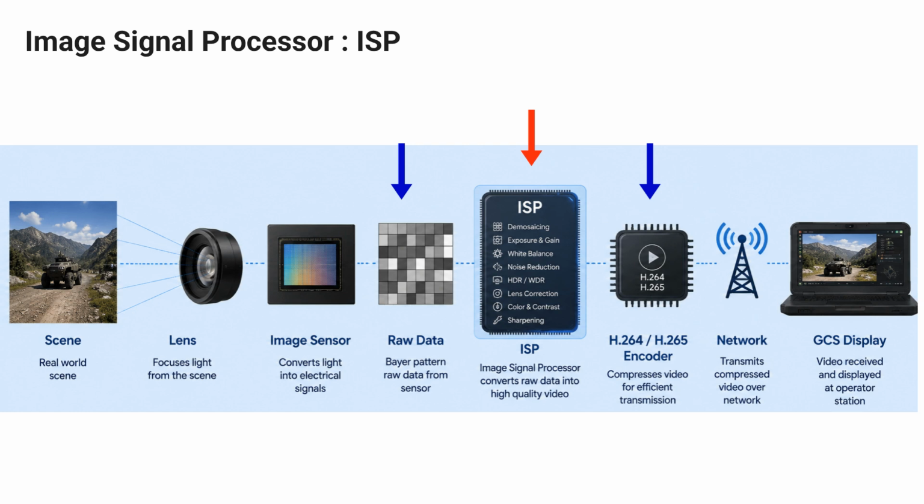The encoder compresses the video so that it can be transmitted efficiently over the network. Finally, the video reaches the ground control station display.